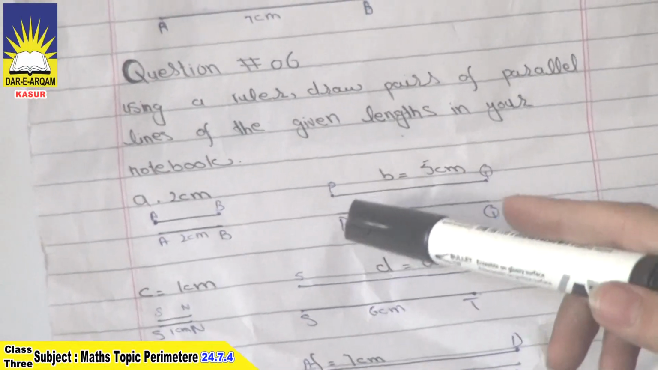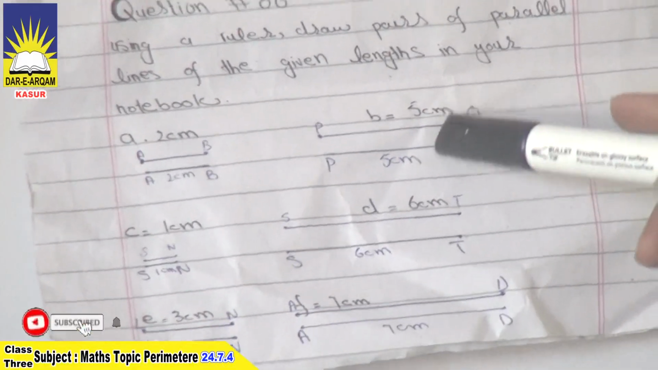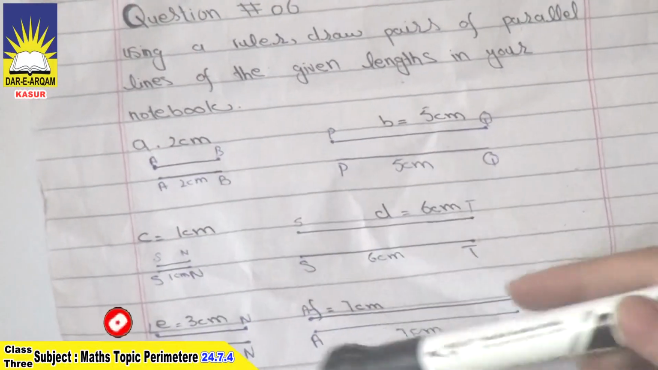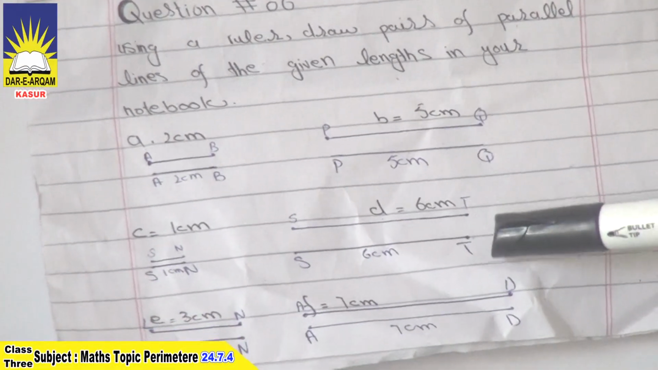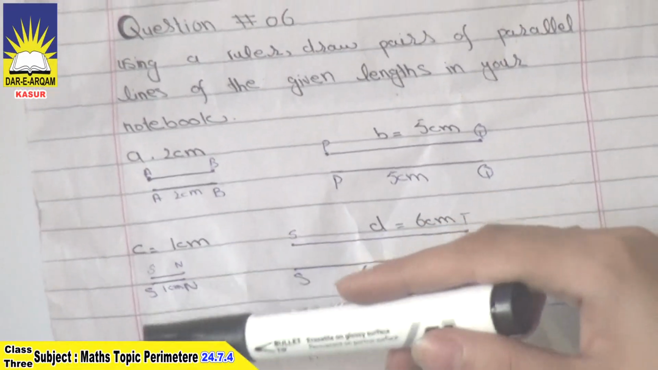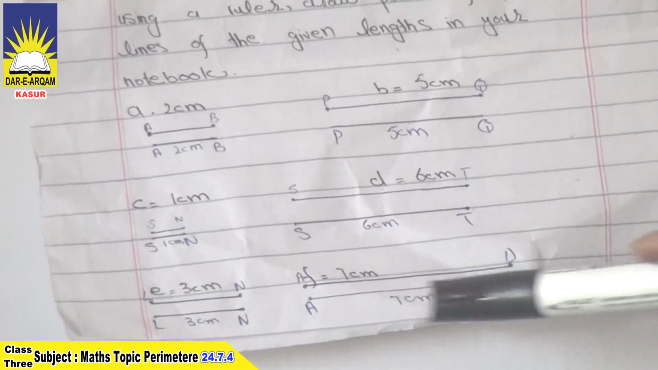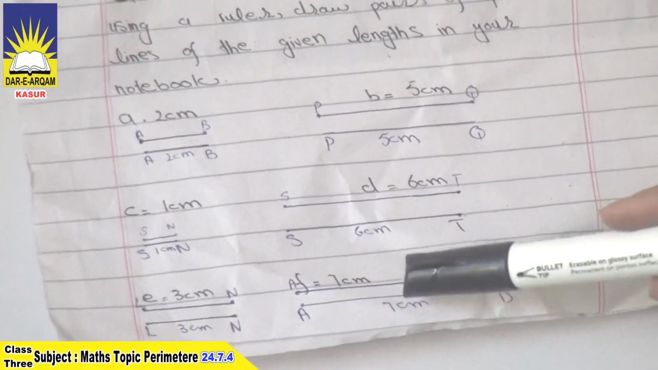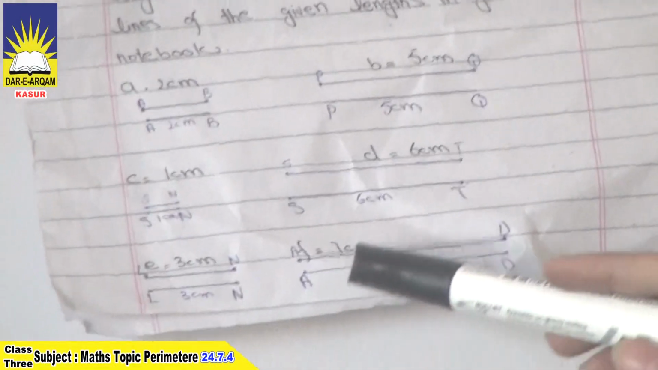Similarly, we have question B equal to 5 centimeters, draw 2 parallel lines of 5 centimeters. C equal to 1 centimeter, draw 2 parallel lines of 1 centimeter. D is equal to 6 centimeters, draw 2 parallel lines of 6 centimeters. E equal to 3 centimeters, draw 2 parallel lines of 3 centimeters. And F equals 7 centimeters, draw 2 parallel lines of 7 centimeters.